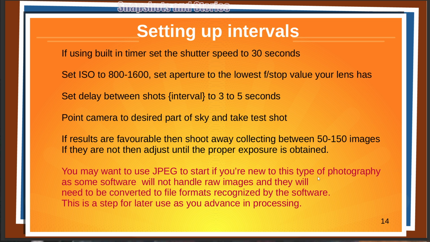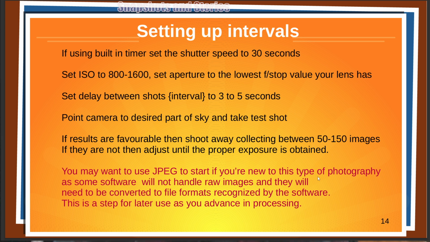So, setting up the intervals. Now, when you do these, again, you're going to be taking multiple photographs. So if you're using a built-in timer, set the shutter speed to 30 seconds. Set your ISO, and again, the ISO is something you're going to have to set based on your settings, your sky, and all that sort of thing. But anywhere from, I'm going to say 400. It says 800 here, but anywhere from 400 to 800. And then set your aperture to the lowest f-stop value your lens has. In the case of this lens, it was f2.8.